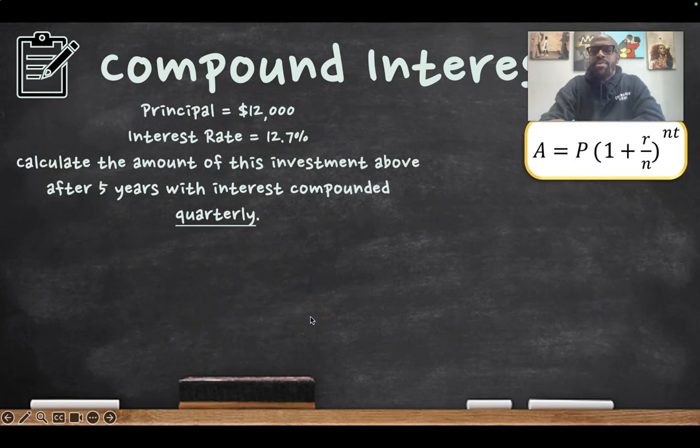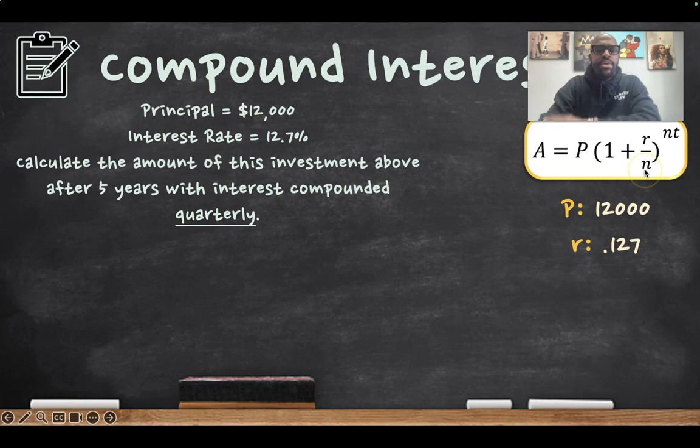So for these next 4 examples, I'm going to go through a little quickly, but just want to practice in regards to how to fill in this equation over here. So when we look at this example, the principal is 12,000 and the interest rate that is growing is 12.7%, and you want to calculate the amount of this investment after 5 years with interest compounded quarterly. That's enough information to fill this in. The principal is 12,000. The interest rate is 12.7, so we have to take 12.7 and divide it by 100. And we should get 0.127.